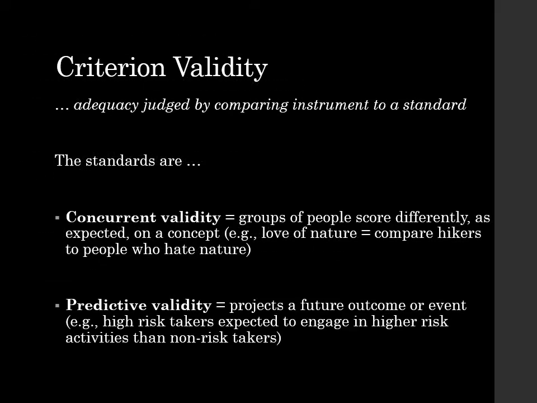Criterion validity is when the adequacy of the instrument is judged by comparing the instrument to some type of standard. And those standards are usually concurrent validity and predictive validity. Concurrent validity is where groups of people score differently as expected on a concept. So, for the love of nature, compare hikers to people who hate nature, and you should see a big difference.